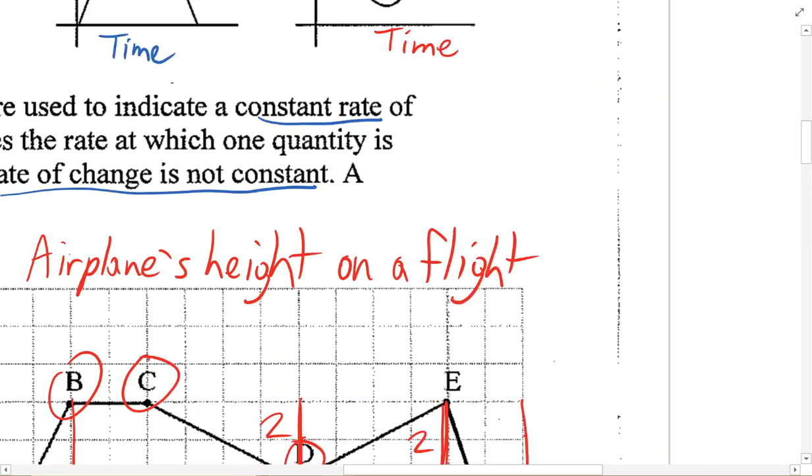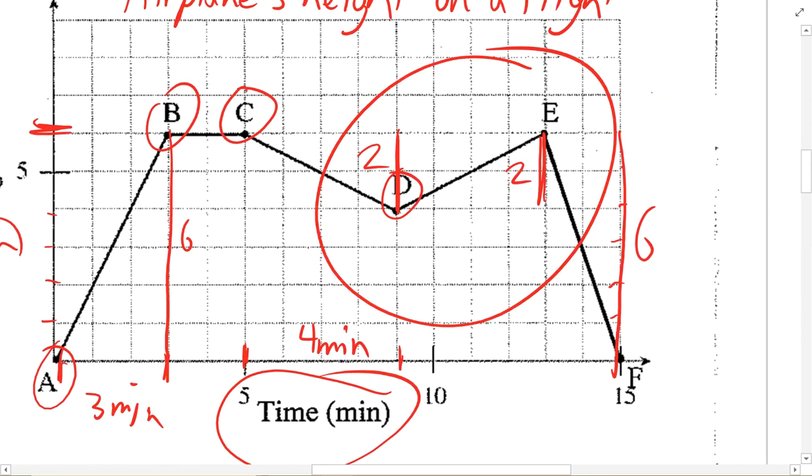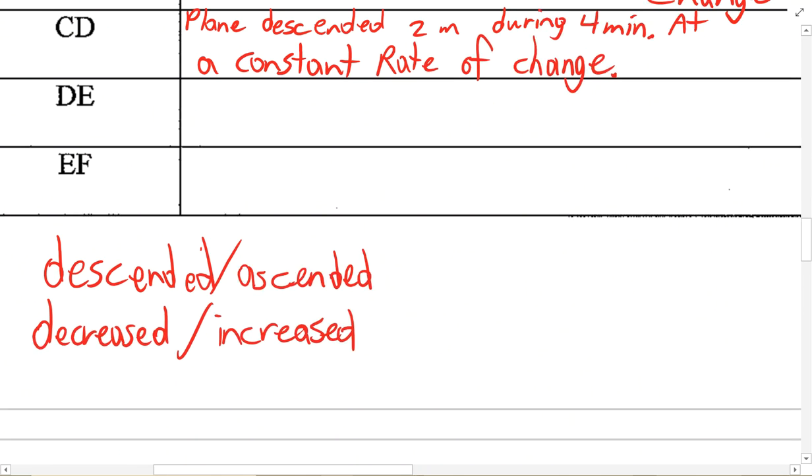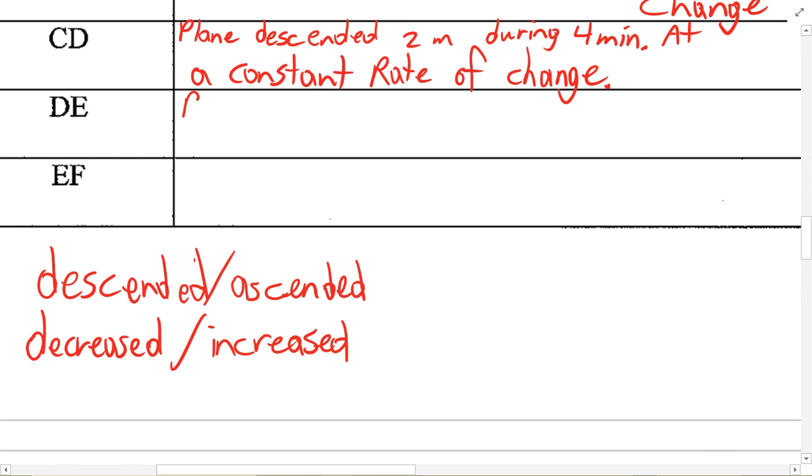What happened at DE? So DE right here, between those 2 points, that occurred for 1, 2, 3, 4 minutes, and you went up how much? 2. Okay, so you went up 2. And it's a straight line, so it's a constant rate of change. So for DE, you will say the plane ascended 2 meters over 4 minutes at a constant rate of change.